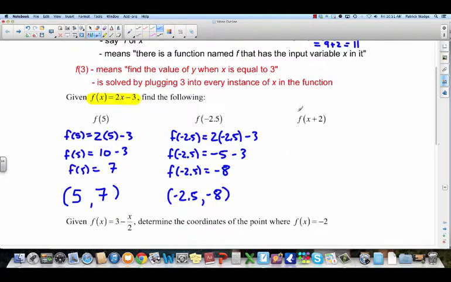Okay, now this one's a little confusing. Again, more like grade 11 work, but I love the challenge, you guys, so here we go. We want to know the function of x plus 2.